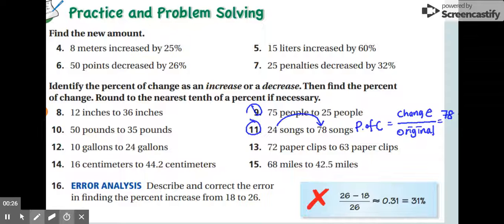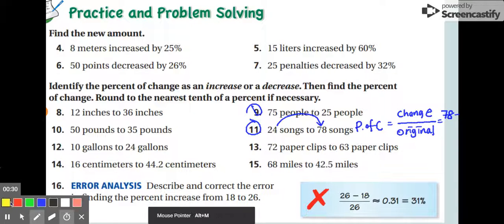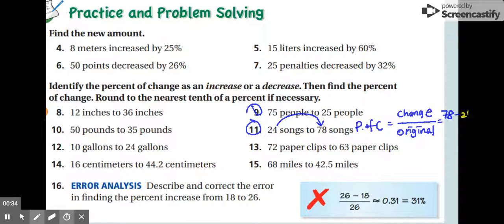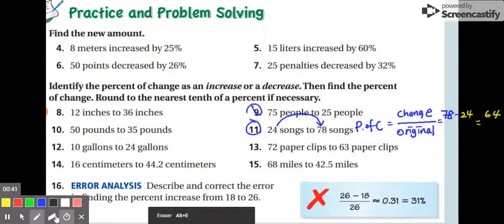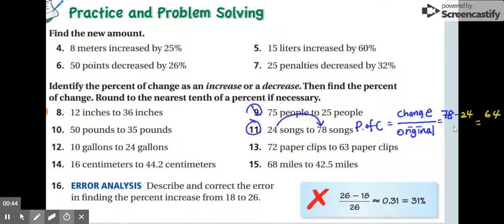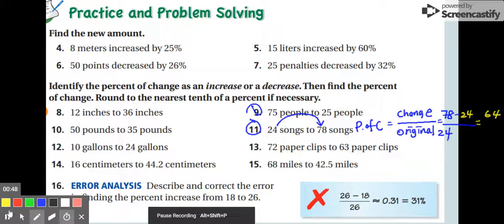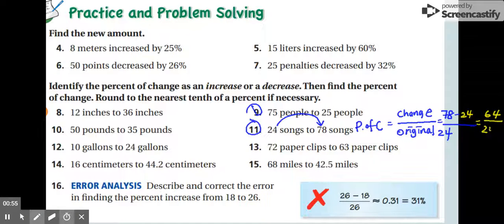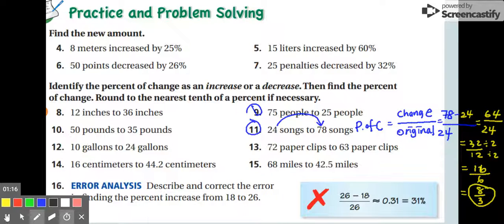So you subtract the new number minus 24, which is 54. And what's the original number of songs here? It is 24 because it's from 24, right? Over 24. So now we're going to calculate 54 over 24. If you divide it by 2, it's going to be 27 over 12. We can do one more time. Divided by 3, 9 over 4.